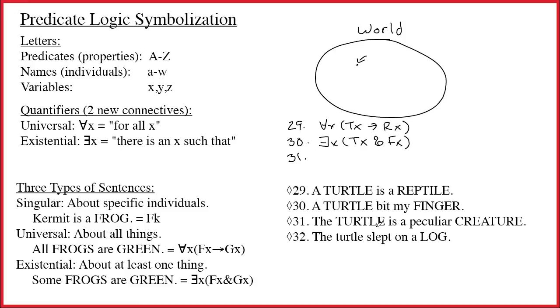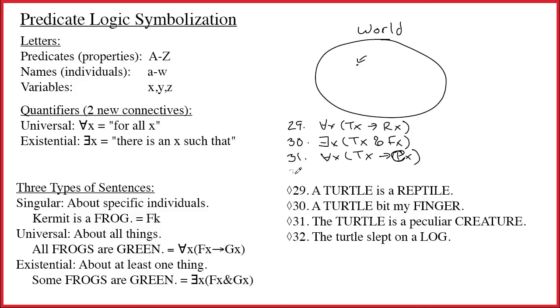31. The turtle is a peculiar creature. Does that mean all turtles are peculiar? Or does it mean there is a peculiar creature? Or there is at least one turtle that's peculiar? Or does it mean that particular turtle is peculiar? And this time, it's again universal. We are saying for all x, if x is a turtle, then x is peculiar. Whoops, I've got creature capitalized, so that should have been a C. Pretend it was a C to begin with.